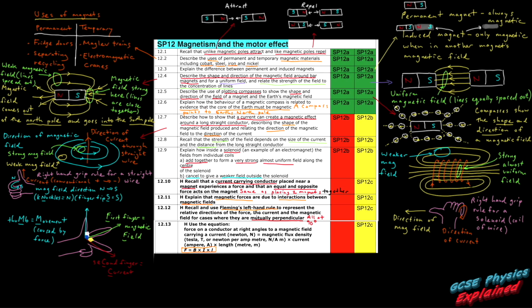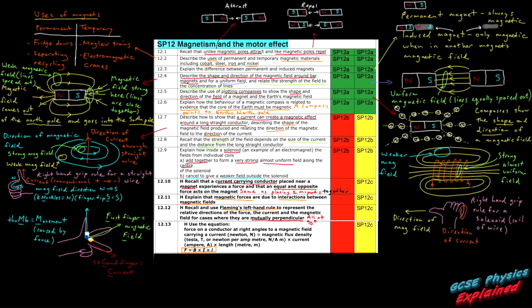Recall and use Fleming's left-hand rule to represent the relative directions of the force, the current, and the magnetic field for cases where they are mutually perpendicular, which means all at 90 degrees. So Fleming's left-hand rule is this here. Your thumb represents the movement, first finger represents the magnetic field, second finger represents the current. I've got a nice video on that if you want to know more.